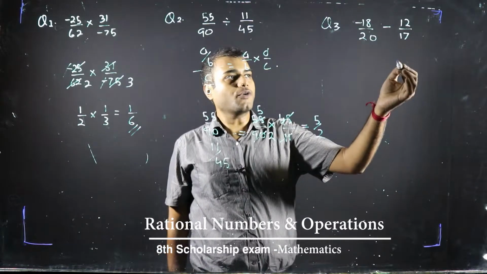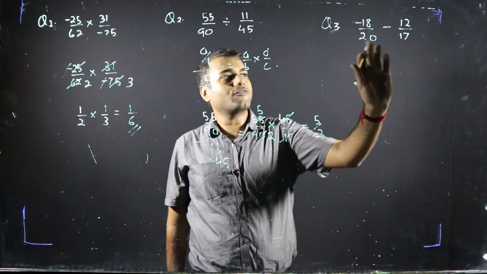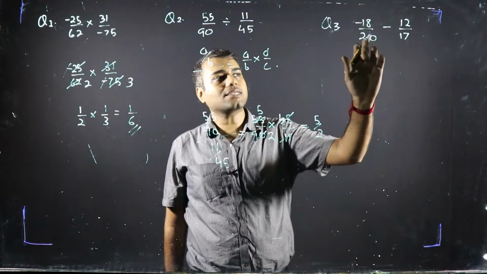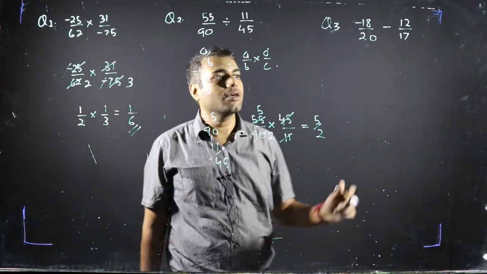Now let's move on to our third question. Now here we have to do subtraction of two fractions, minus 18 by 20 minus 12 by 17. Fine.